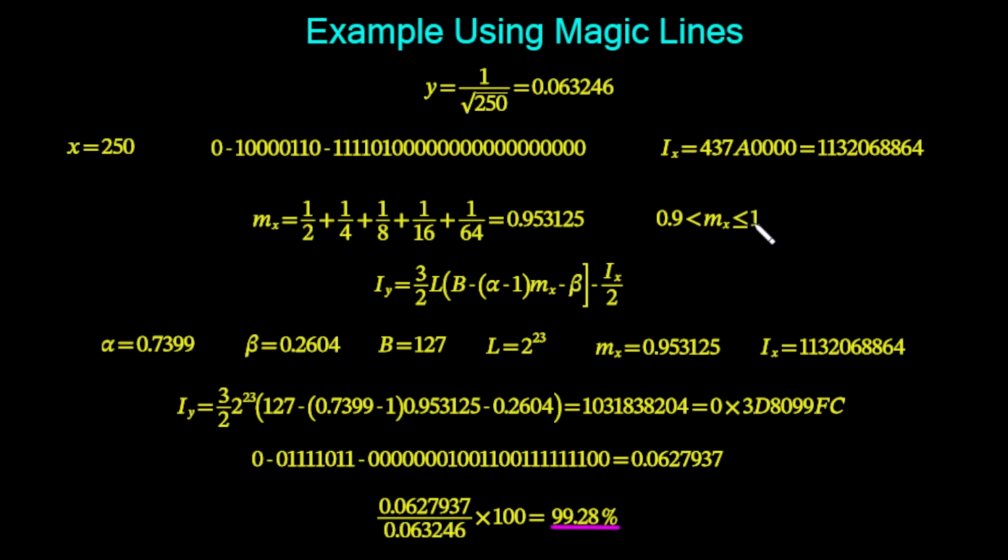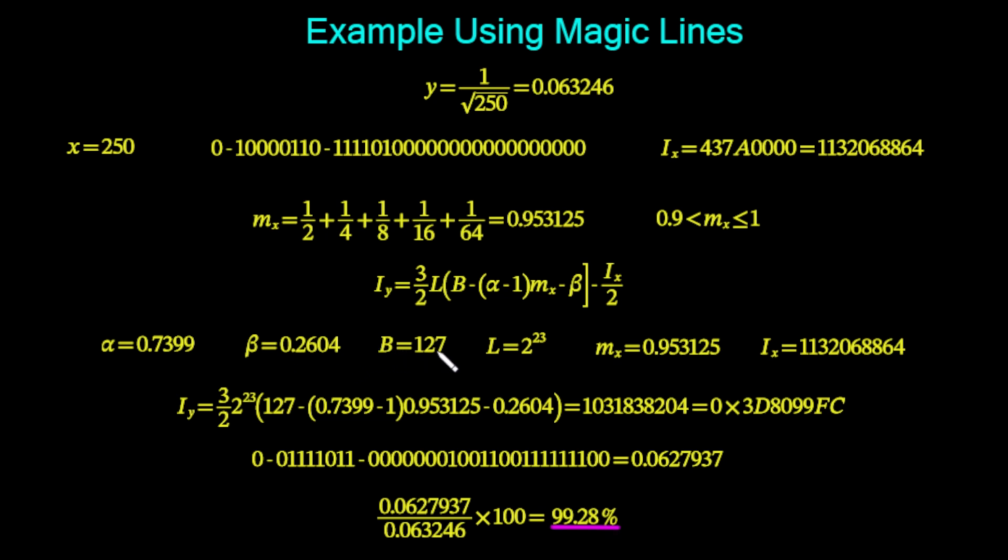So that means that we've got all of the information we require in order to work out the value for our IY. We know that if the mx is in this range, then from our table from a previous video, the value for our alpha is 0.7399. So in effect, this is the gradient of the approximation for our log to the base 2 of 1 plus mx. And we've got the value of beta, which is 0.2604, which gives us the y-intercept of our approximation to the log to the base 2 of 1 plus mx.